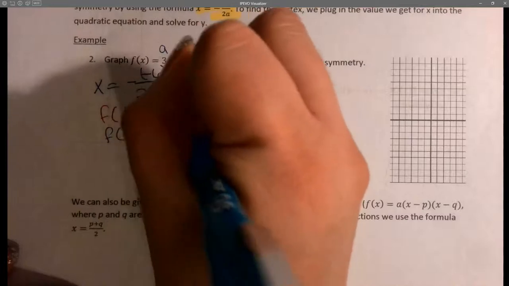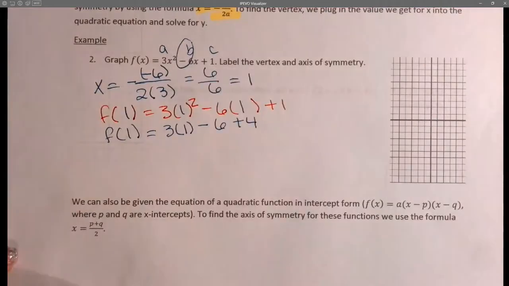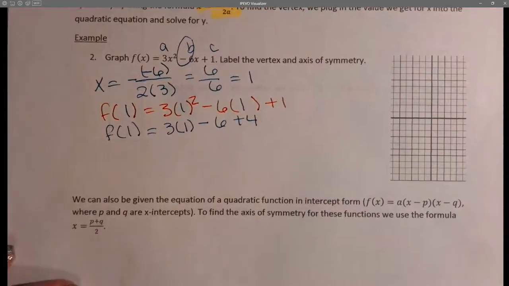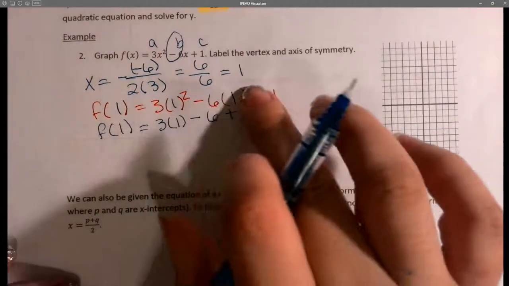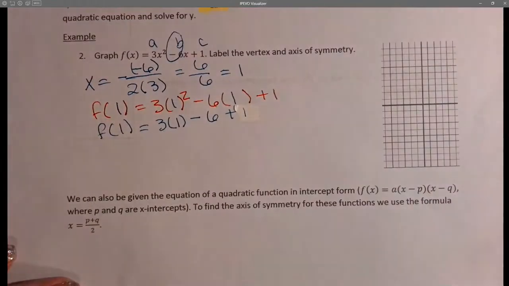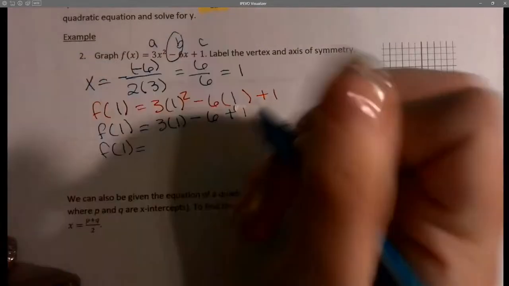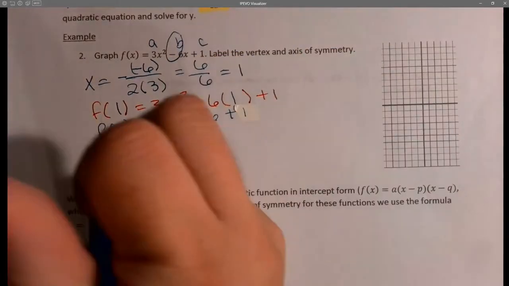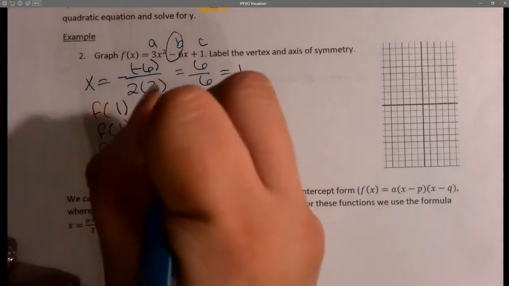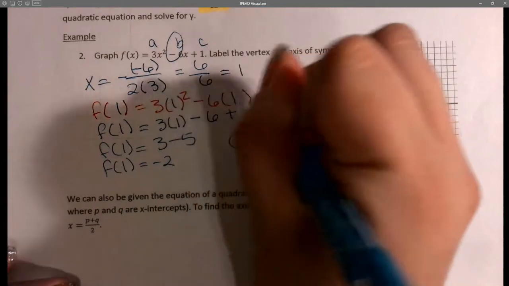Then on the right side, I am going to simplify. I have 1 squared, which is 1. -6 times 1, which is -6, and then plus 1. Where did that 4 come from? It should be a +1. Okay. Then what I want to do next is keep simplifying. So I have f of 1 equals 3 times 1 is 3. 3 - 6 plus 1 is -5. And I want to combine some more. I have f of 1 equals -2. So what this means is my vertex is 1, -2.